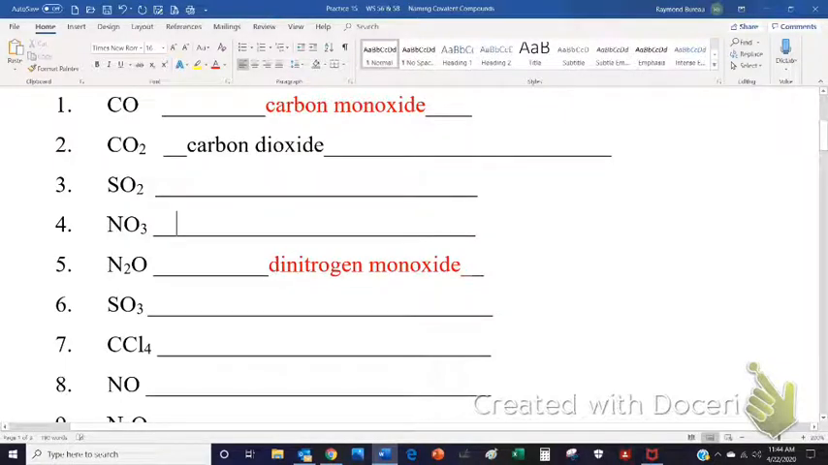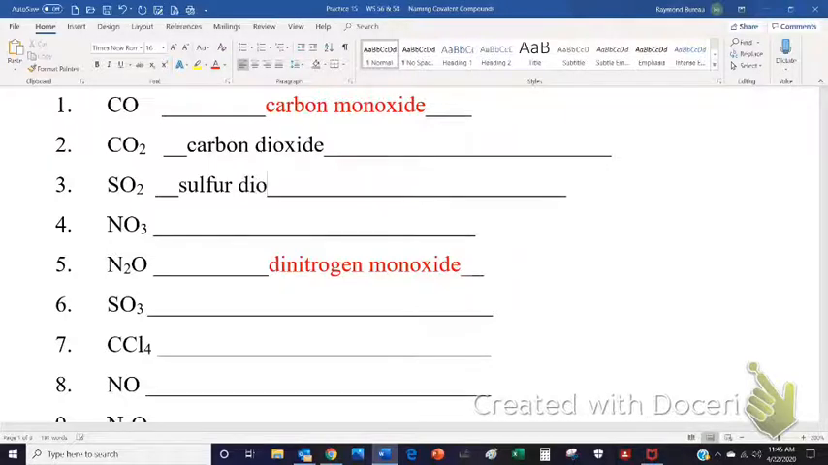All right, go on to number 3. We have sulfur. Lost my keyboard, so sulfur. The 2 means di, so dioxide. All right. Number 4, slightly different. No problem. Nitrogen, we don't put mono. Now, 3 is tri, so all I have to do is say trioxide.